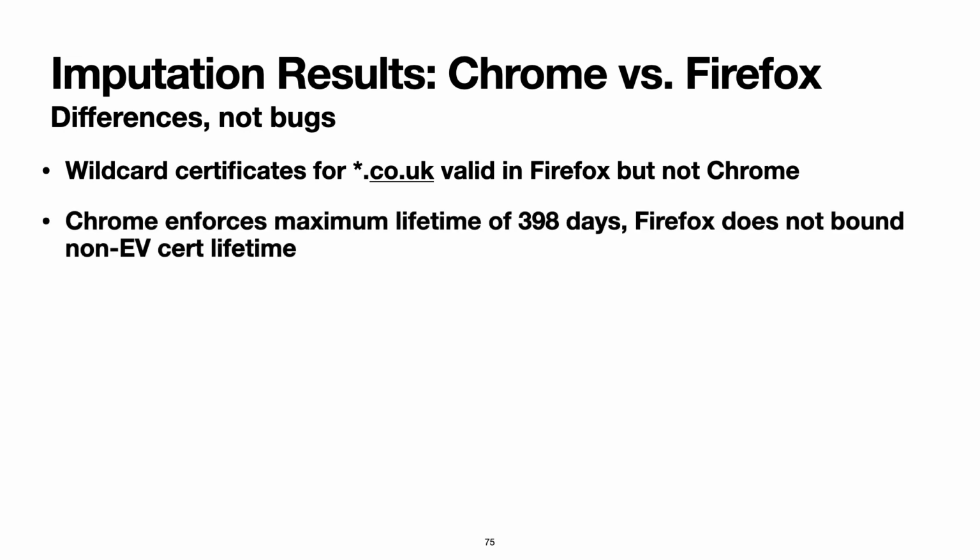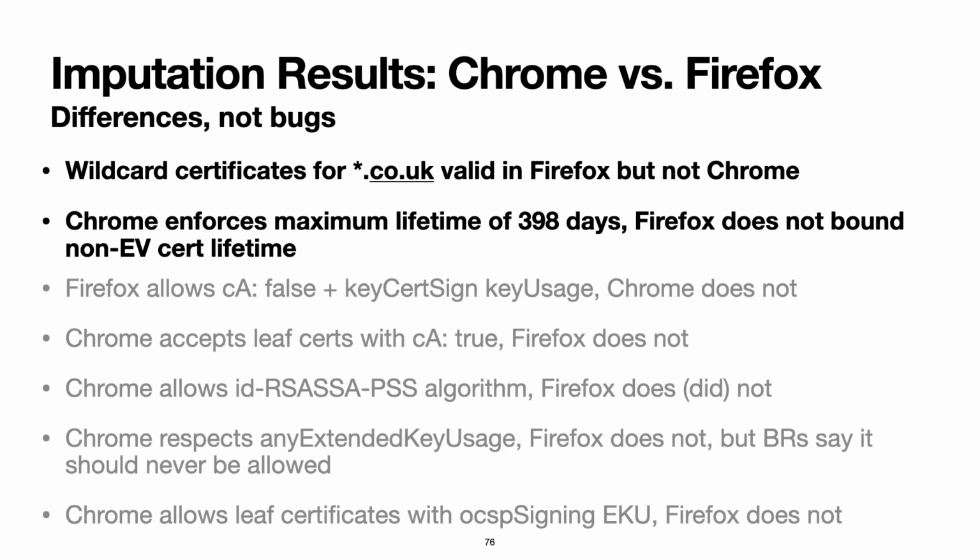Another example, Chrome enforces a maximum lifetime of 398 days for certificates, while Firefox does not, despite their root store policy document claiming otherwise. And that's for leaf certificates. For all 9 differences found, please refer to the paper.